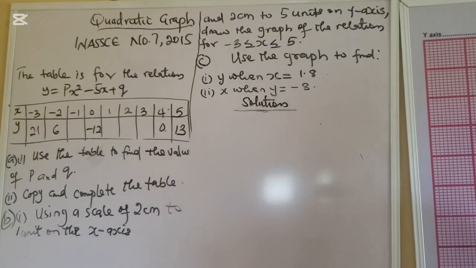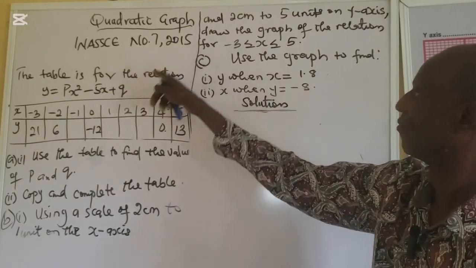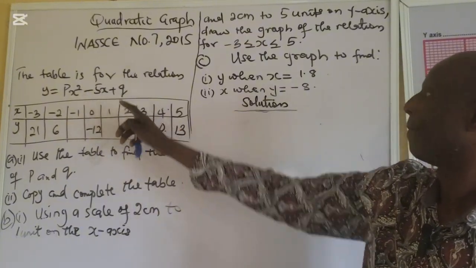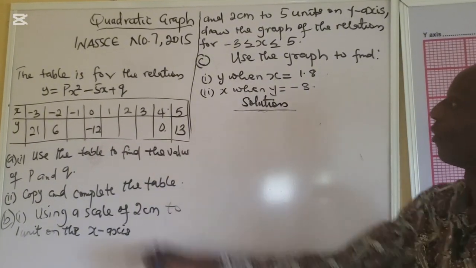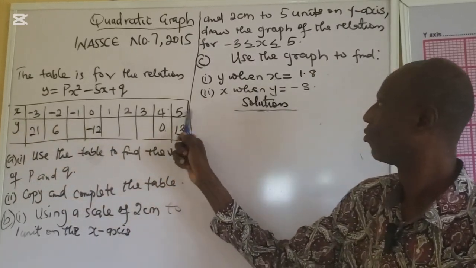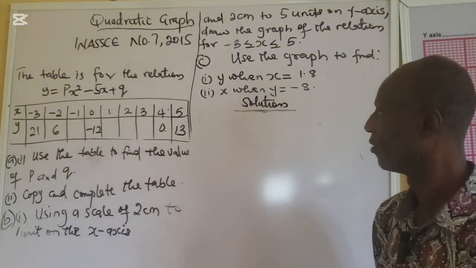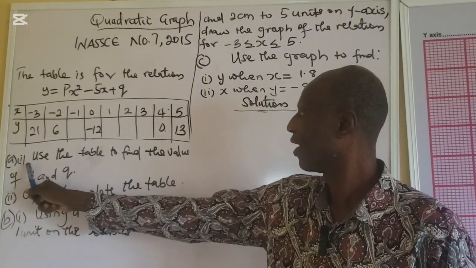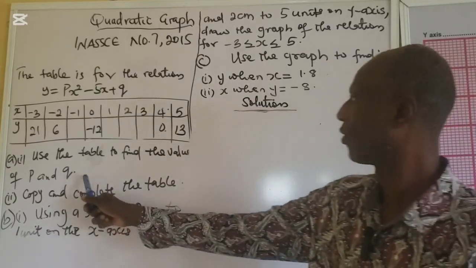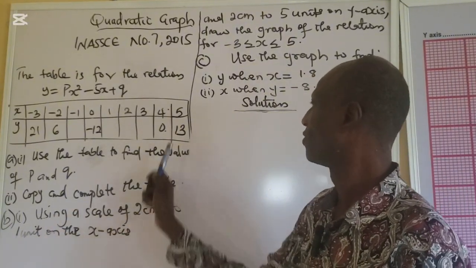This is quadratic graph. I want to teach you quadratic graph. It's a WAEC question, number 7, 2015. It says the table is for the relation y is equal to px squared minus 5x plus q, and the table is given to us from minus 3 to plus 5, and the value of y is given as 21, and the rest of them. The question asks us to use the table to find the value of p and q. Then copy and complete this table.